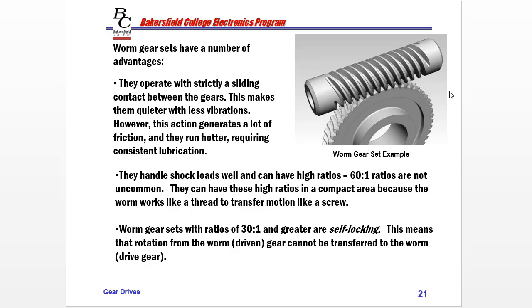They handle shock loads well and can have high ratios, up to 60-to-1. This is huge. They can have these high ratios in a compact area because the worm acts like a thread to transfer the motion, like the simple machine, the screw. When we have a gear ratio of 30-to-1 and up, the worm gear sets are considered to be self-locking. What this self-locking means is that rotation of the gear cannot be transferred to the worm.